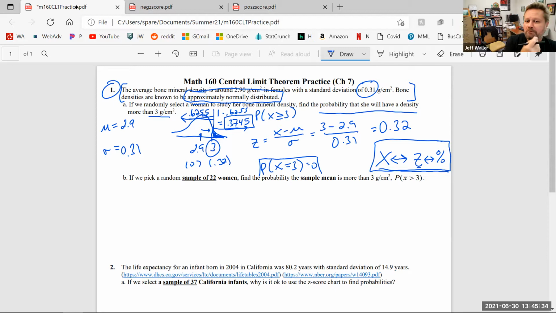Could be related to a question, I don't know, that might be on a test that's coming up. I don't know.